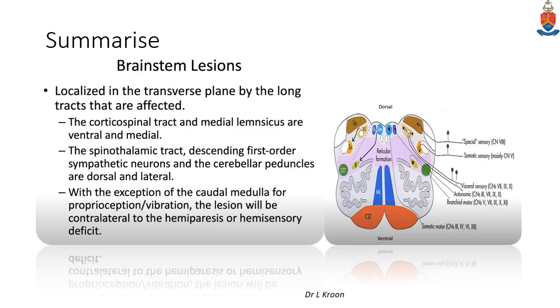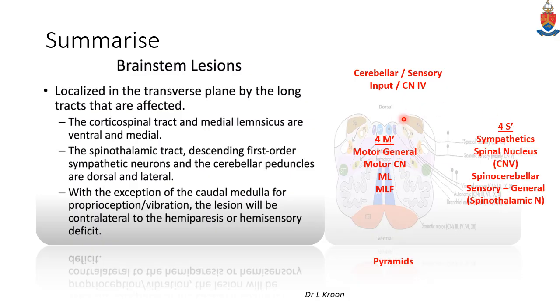So localizing on the transverse plane is the second step in localizing brainstem lesions. So what we're going to do here is we first have to think dorsally and then we think ventrally. So if you've got a lesion situated ventrally, you're most likely going to have corticospinal long tract findings. If you've got a lesion situated dorsally, you might have cerebellar findings, sensory input dysfunction, or trochlear nerve dysfunction. If you remember, I said the trochlear nerve is the only cranial nerve that exits dorsally.